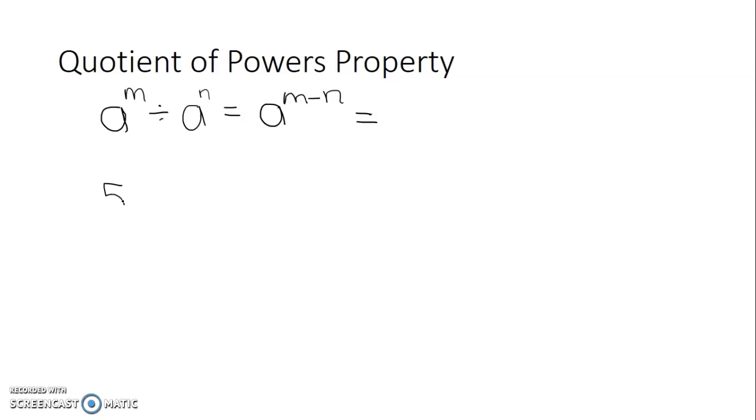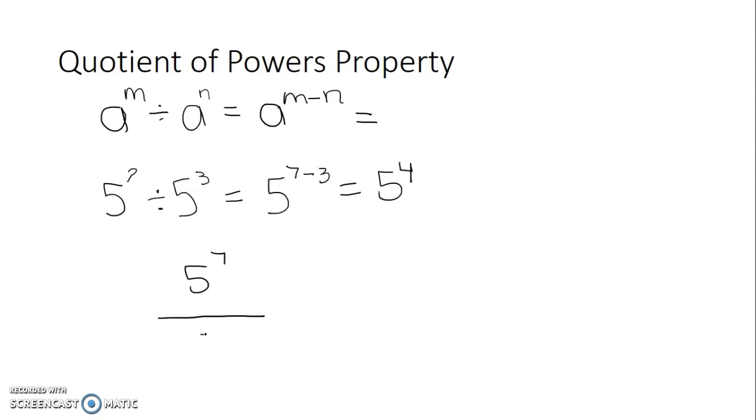Now suppose we had 5 to the 7 divided by 5 to the 3. Then we can basically do 5, and then the exponent would be 7 minus 3, which is equal to 5 to the 4. Now I want to remind you that if you have a division symbol, then that is equivalent to a fraction. So if you have 5 to the 7 divided by 5 to the 3, it will be equal to this fraction right here. So you can always replace the division symbol with the fraction symbol.